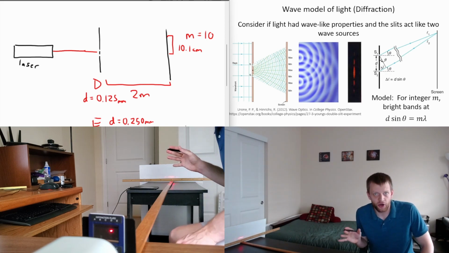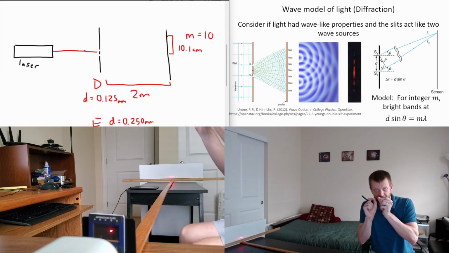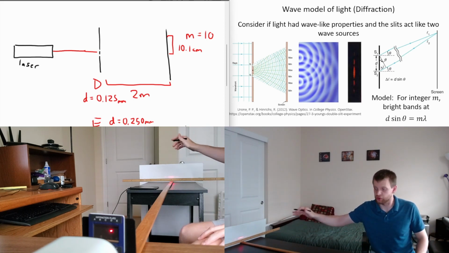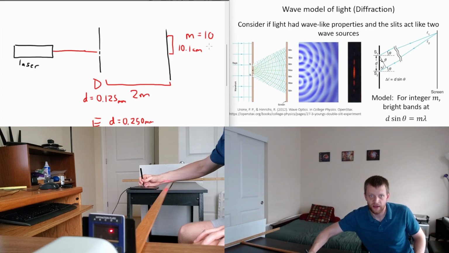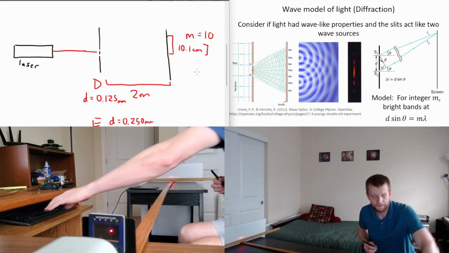Based on our previous observations, based on this wave model of light that we are trying to develop, if those dots get further apart, those bright bands should get closer together. So when we look at the 10th band, it should be smaller than 10.1 centimeters.